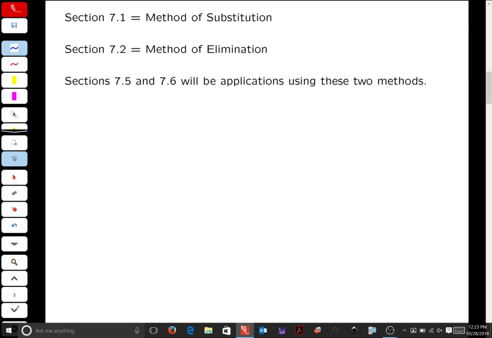These applications are business applications. So those of you headed into business majors, these are your linear programming problems. These are problems that you do in business. And we're going to be doing that in section 7.6.